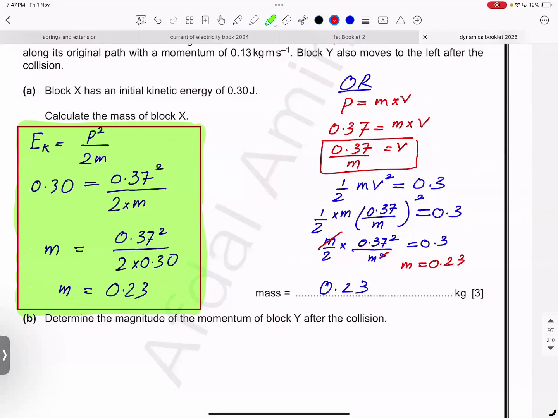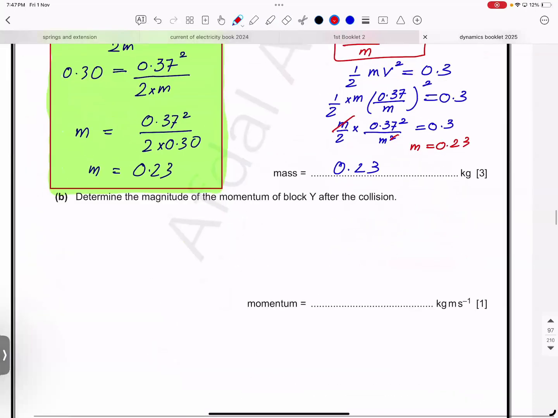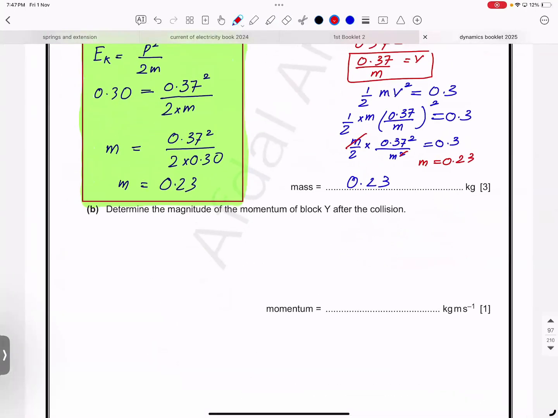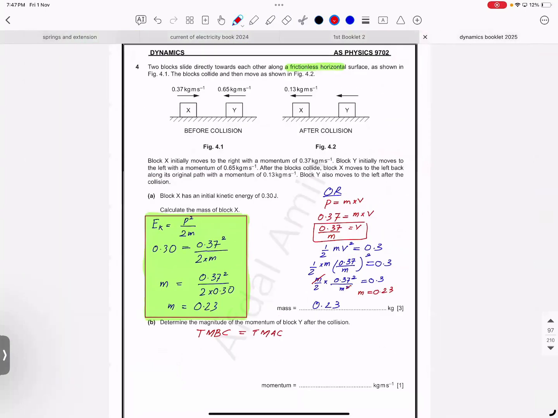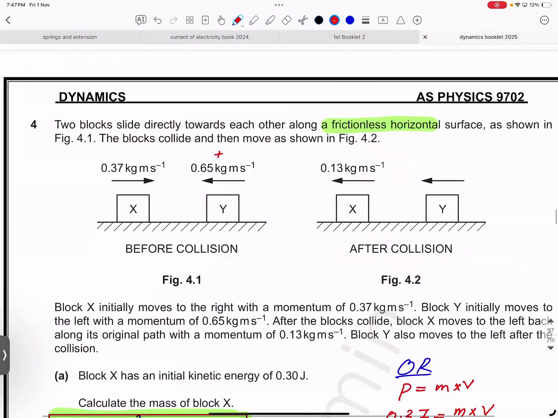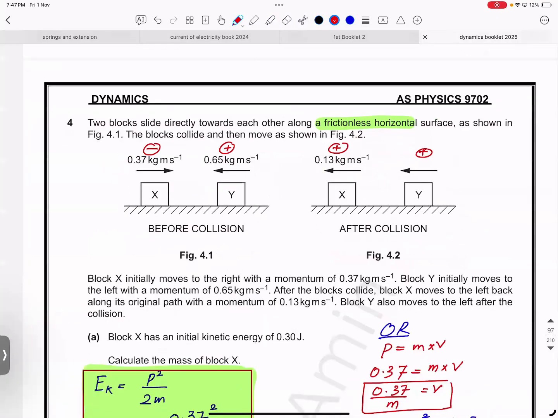Right. Okay, next question. Determine the magnitude of momentum of block Y. So we know total momentum before collision is equal to total momentum after collision. Let's take the left side as positive, right as negative. Can I take this way now? It's my choice.